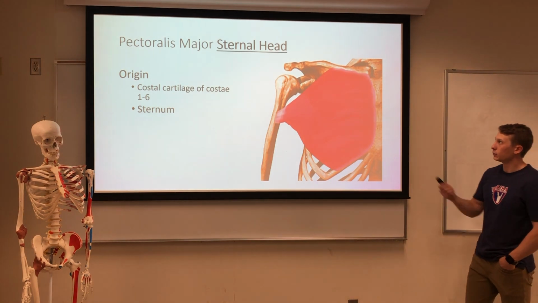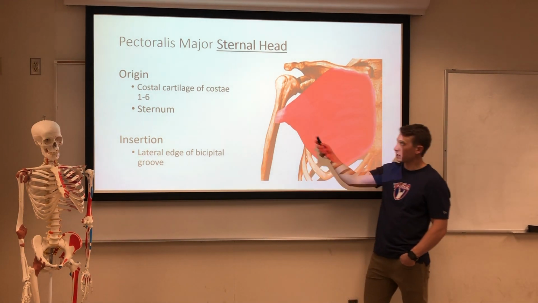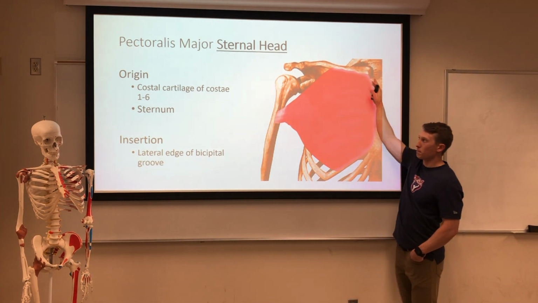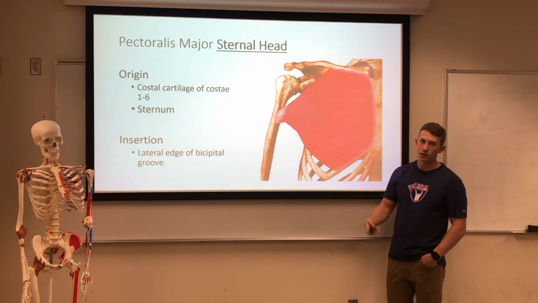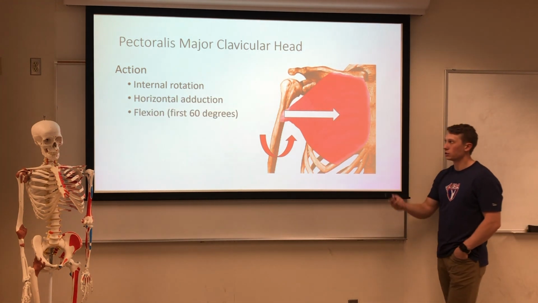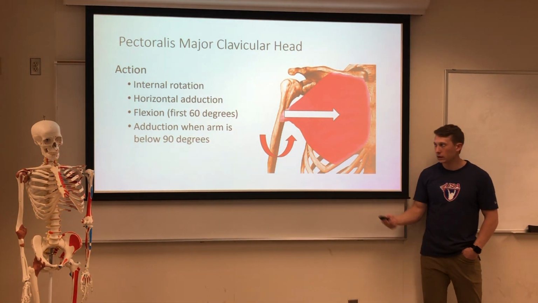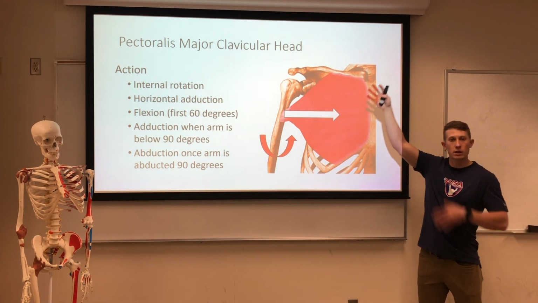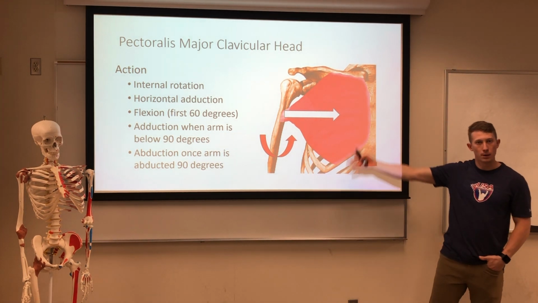Okay? So if we look at the sternal head, the origin is down the sternum and onto the costal cartilage of the first 6 of our costals, and the insertion is on the lateral edge of the bicipital groove. This is a more medial to lateral muscle. It's going to be stronger in those medial to lateral movements like adduction and horizontal adduction. So clavicular head up first: internal rotation, horizontal adduction, initial flexion, adduction below 90 degrees, and we get abduction above 90 degrees because that angle of pull changes and allows that insertion to come closer to the origin if we are up above 90 degrees or above shoulder height.